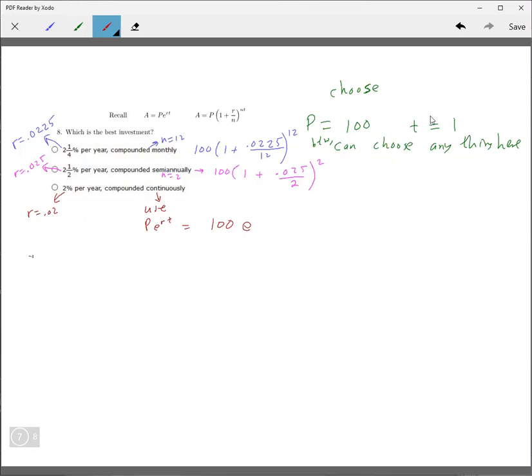And then this one, the same thing. One is by far the easiest number to choose here. You can't choose a negative number. It's got to be a number of years. Okay, e to the, and it's going to be RT, so that would be 0.02 times 1. So that's just going to be 0.02 right there.